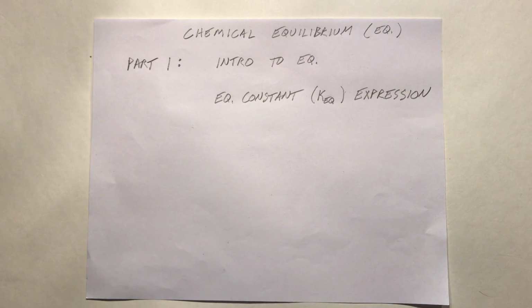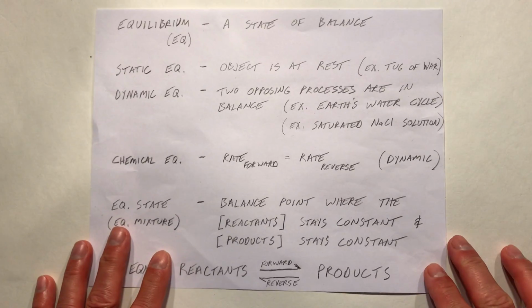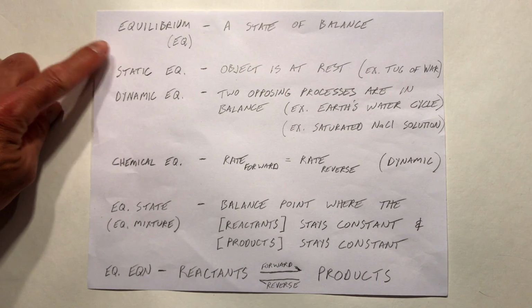Chemical Equilibrium, Part 1. Introduction to Equilibrium and the equilibrium constant expression, capital K, EQ. Equilibrium is a state of balance. We're going to abbreviate that EQ.